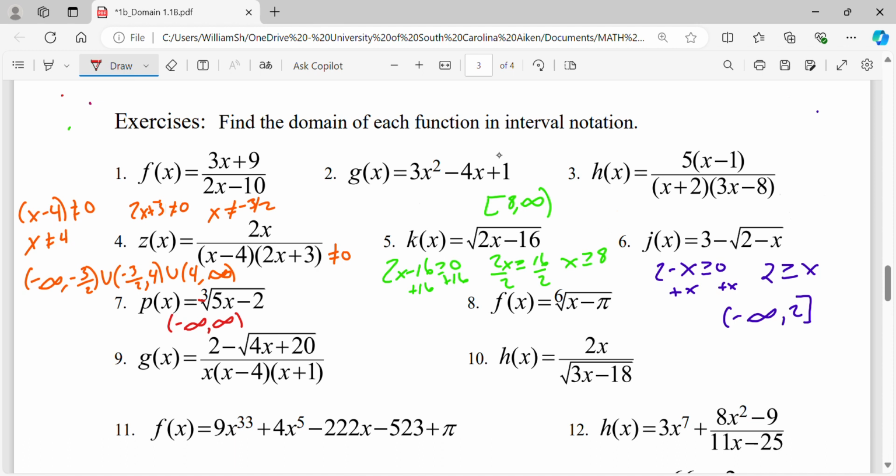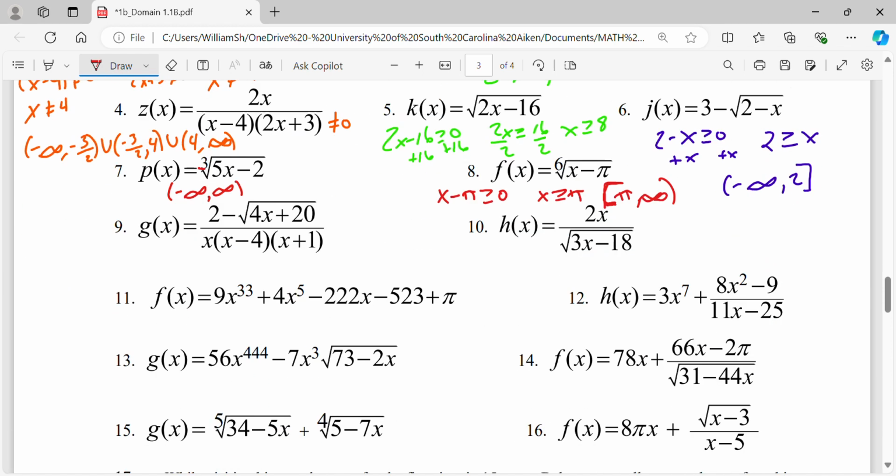Number 8. Number 8, f of x is equal to the 6th root of x minus pi. This is an even indexed root here, so we need to set x minus pi greater than or equal to 0, which means that x has to be greater than or equal to pi, which means that pi to infinity will be my domain. And I will use a bracket on the pi because it's equal to with the inequality. Pi is just a number, 3.14. Hopefully you've seen it before.